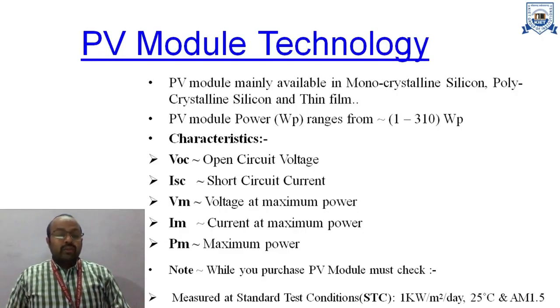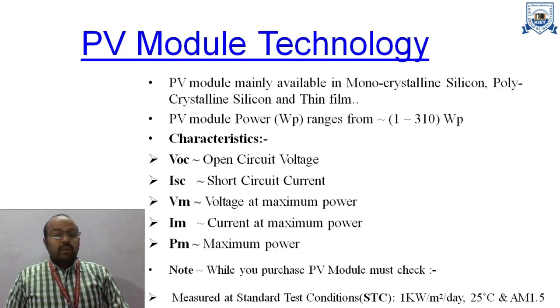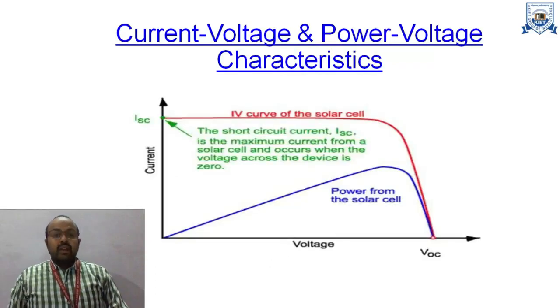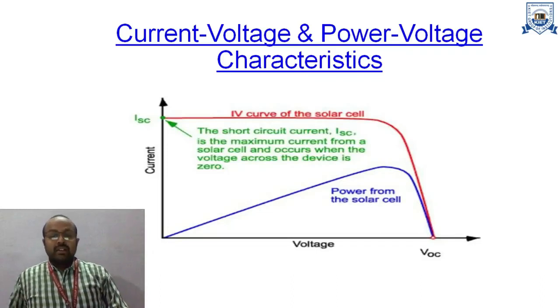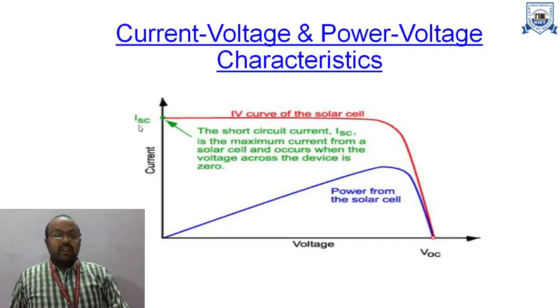So when we analyze a particular type of PV module, we have to know about every factor, electrical factors and mechanical factors, on which we have to perform the task and what type of efficiency we have to gain. So this is the current-voltage characteristic and the power-voltage characteristic. As we see, this is the current-voltage curve, this is the short circuit current, and this is the open circuit voltage. This is the IV curve diagram for the solar cell.